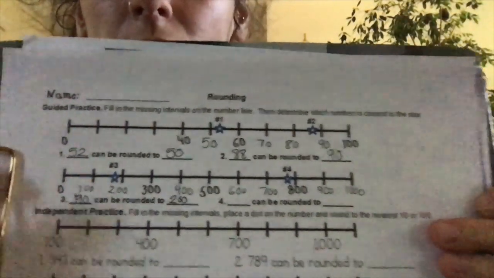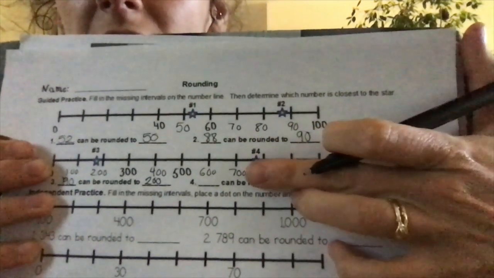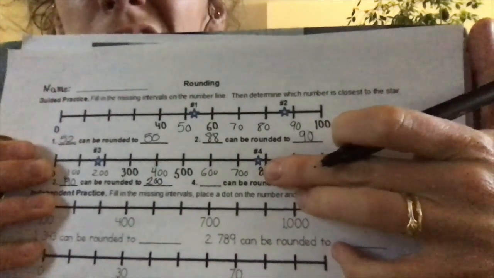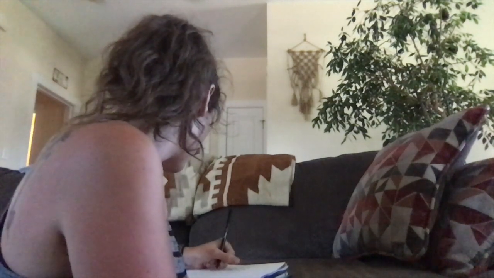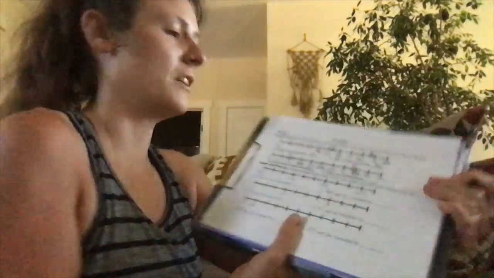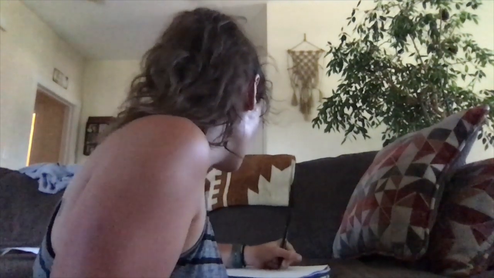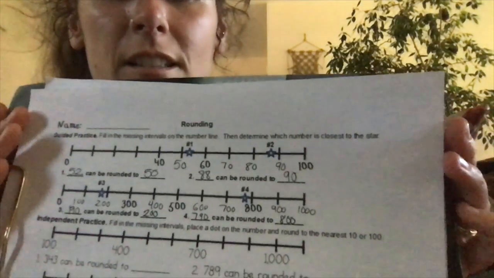All right, let's take a look at number 4. Let's see here. So number 4, it's between 700 and 800, right? Looks like that's at about 790. So I'm going to write that. So we know that that is closer to that 800. So we know that can be rounded to 800. So it's going to look like this. You guys can see that. Okay.